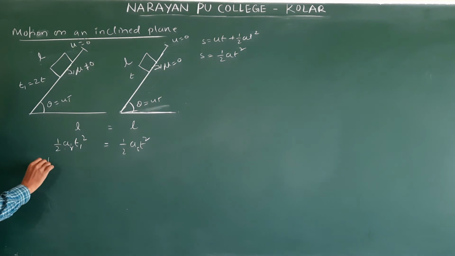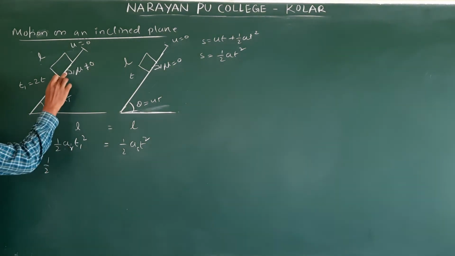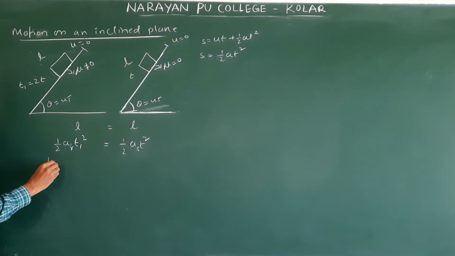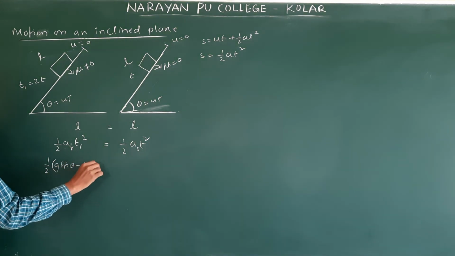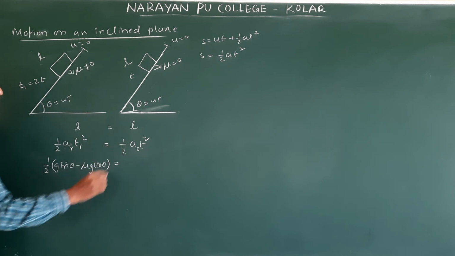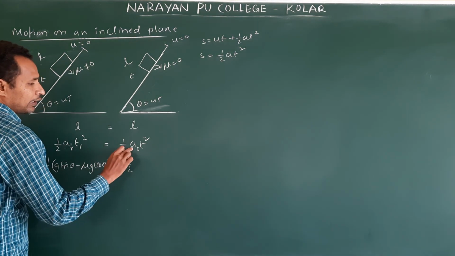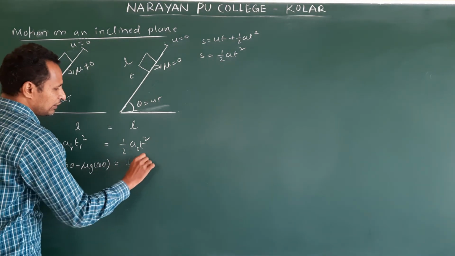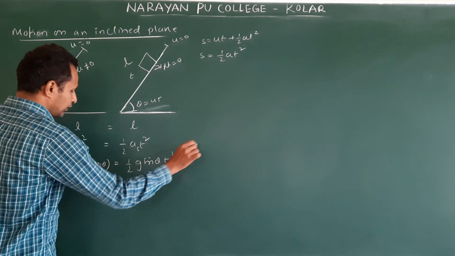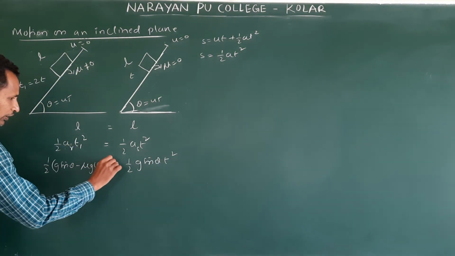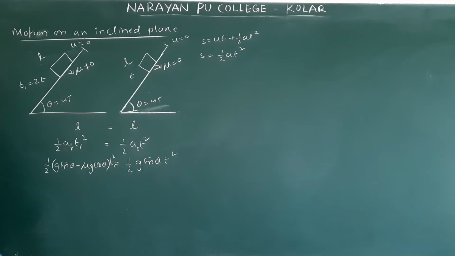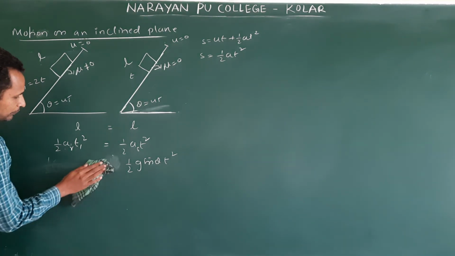And this will be half into a_R value, rough inclined plane. What is our a value? g sin theta minus mu g cos theta is equal to half, on the smooth inclined plane, g sin theta t square. Here t1 square is... Okay? Or we can substitute directly here. t1 square we will substitute. Why take another step?